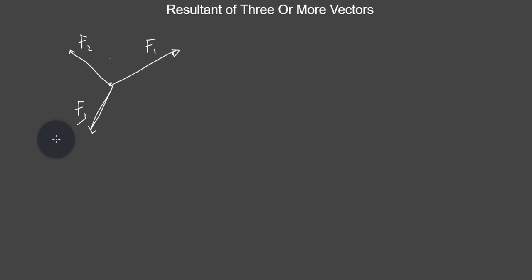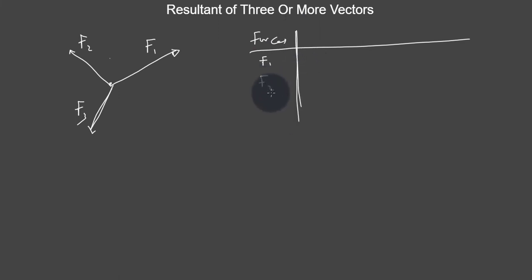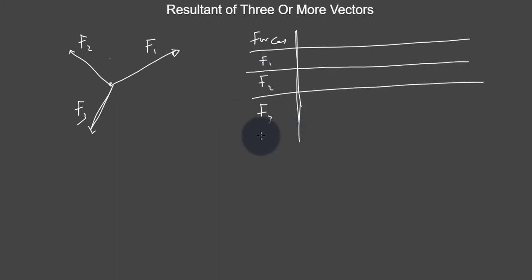So this is the strategy you use. Let's break it down this way. What you want to do is this. You have your table. This table will have the forces. So this will be F1, this will be F2, and this will be F3. As many forces as you have, you just write them out here, right?